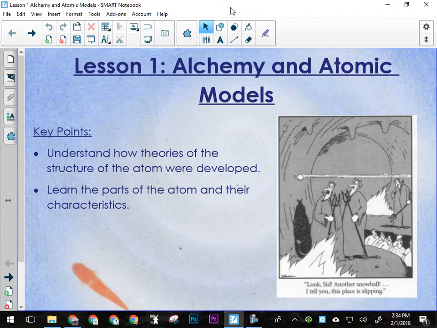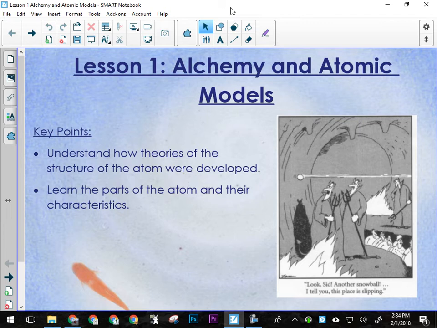All of my lessons, guys, are set up this way. There'll be a lesson title on the first slide, and then there'll be some key points. The key points are the things that I'm definitely going to assess later, on either quizzes or unit exams. They're the main topic points you need to get out of a particular lesson.